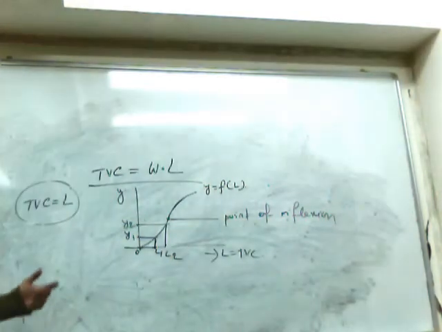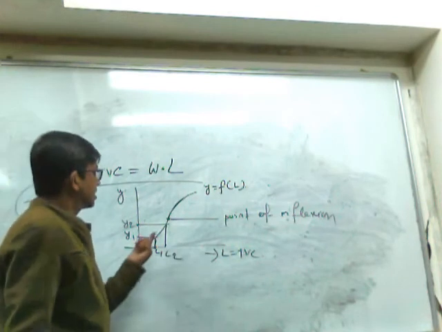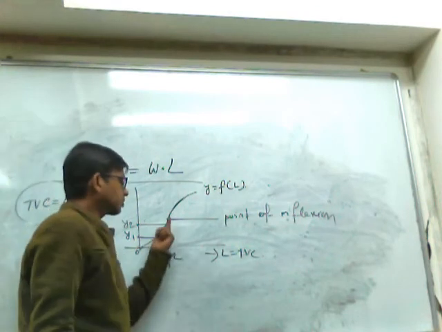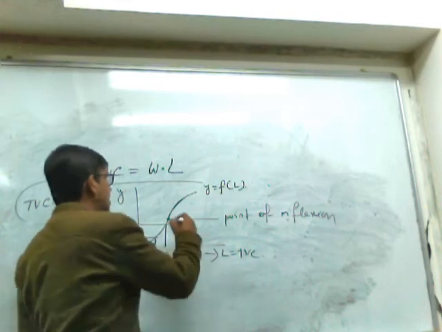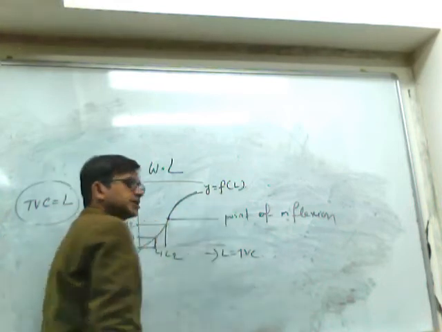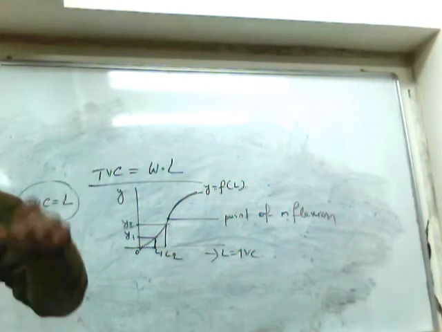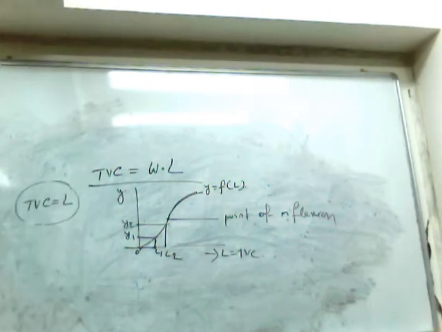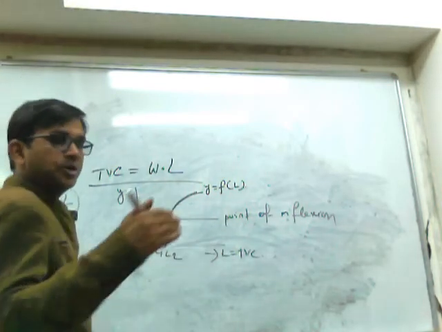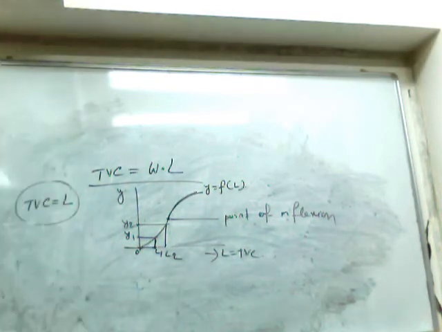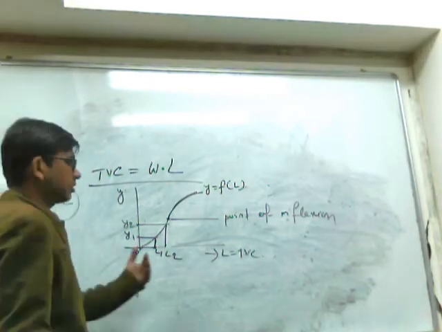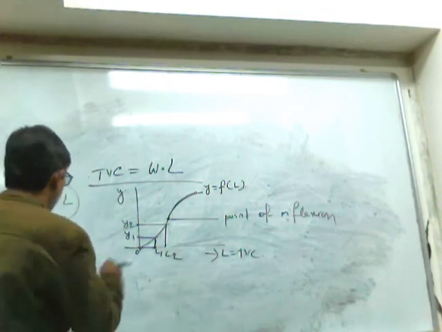So initially with output we can say that total variable cost increases at a diminishing rate up to the point of inflection, and after that it will increase at an increasing rate. So that's why the total variable cost curve is known as the mirror image of the law of variable proportion. This is the shape of the total variable cost curve, which is derived from the law of variable proportion.